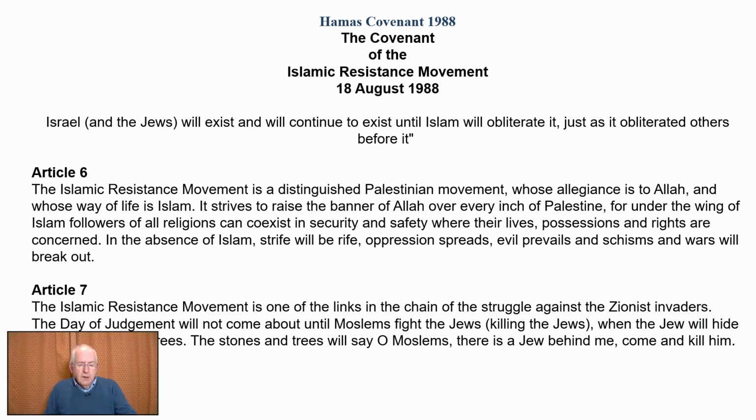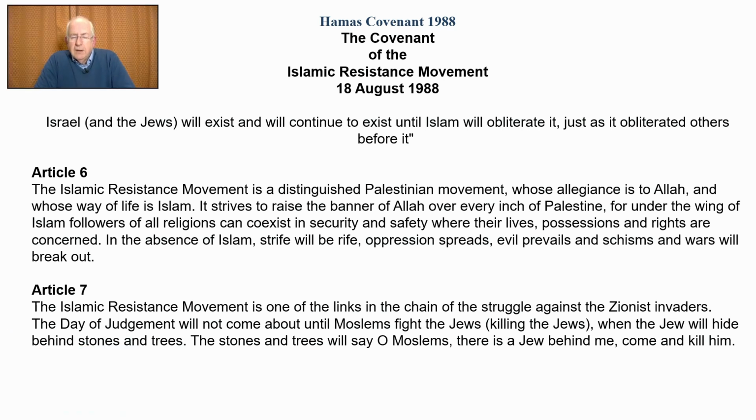So let's have a look at Article 6. A lot of these articles are talking about how elections may or may not be conducted, who will run various aspects of the country. But here in Article 6, it says: "The Islamic Resistance Movement is a distinguished Palestinian movement whose allegiance is to Allah and whose way of life is Islam. It strives to raise the banner of Allah over every inch of Palestine, for under the wing of Islam, followers of all religions can coexist in security and safety where their lives, possessions and rights are concerned. In the absence of Islam, strife will be rife, oppression spreads, evil prevails, and schisms and wars will break out." Basically, they are saying that unless Islam is in charge of all the nations and people are subject to Islam, then there will be these things.